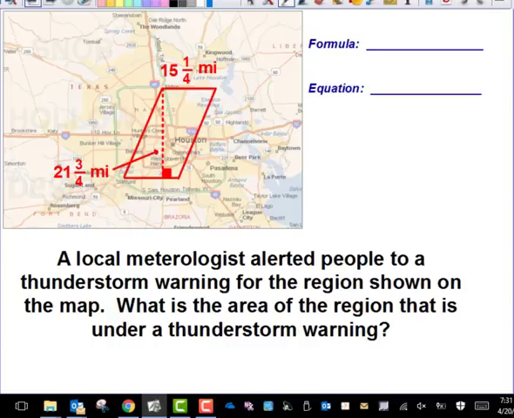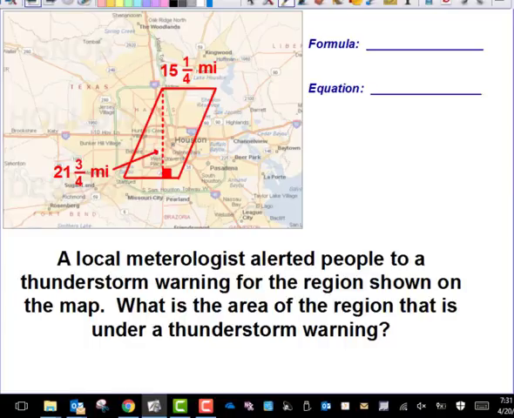Okay, so this problem says a local meteorologist alerted people to a thunderstorm warning for the region shown on the map. What is the area of the region that is under a thunderstorm warning? You should draw this shape on your paper somewhere on the back and see if you can label the base and the height and write the formula. So pause the video and see if you can do that for yourself. And when you're ready, check back and see if you got it correct.